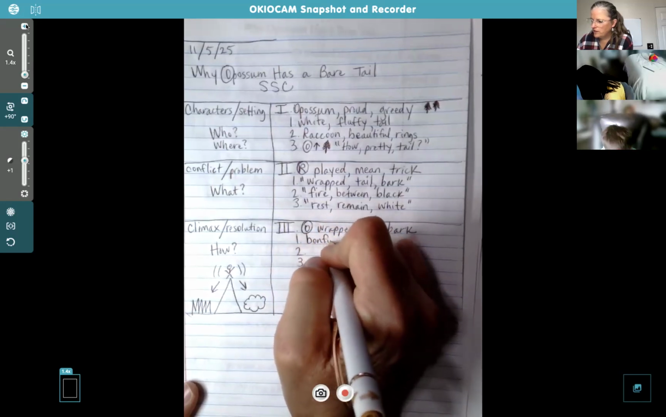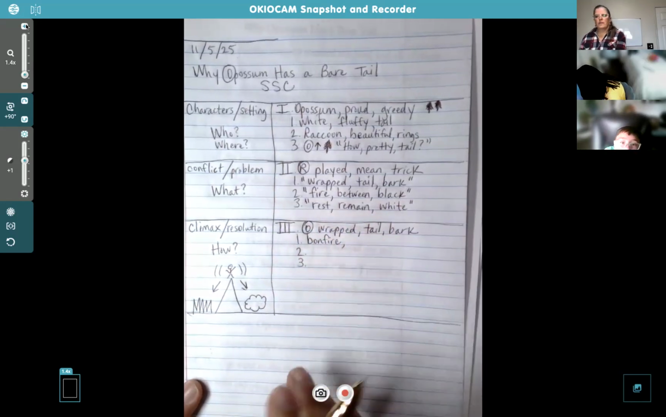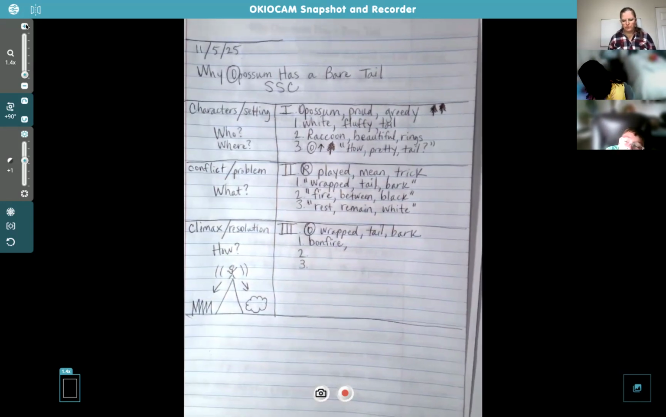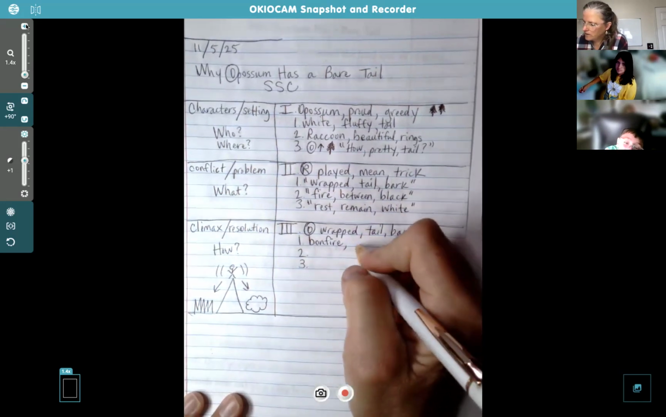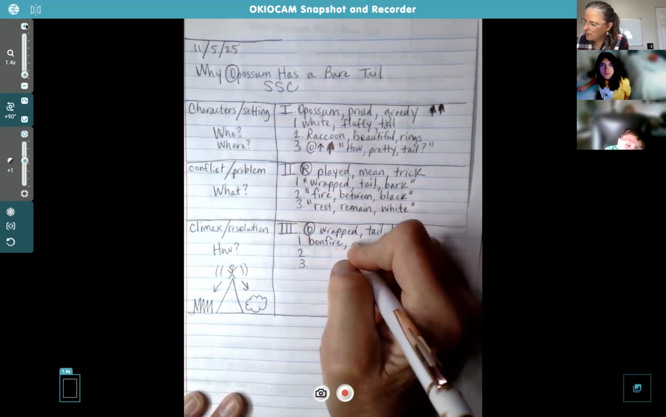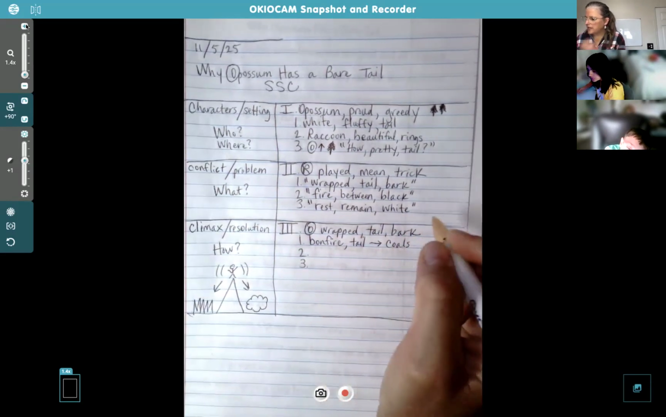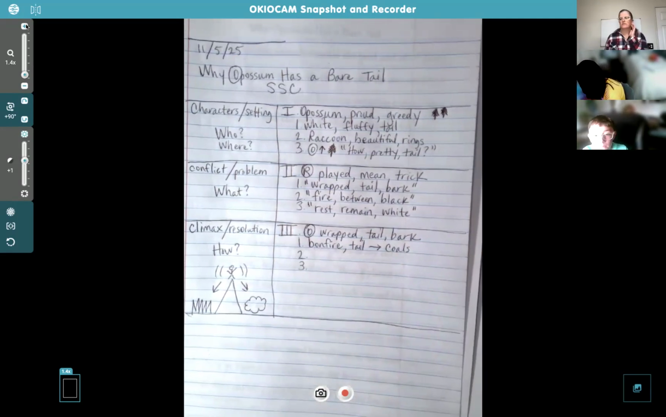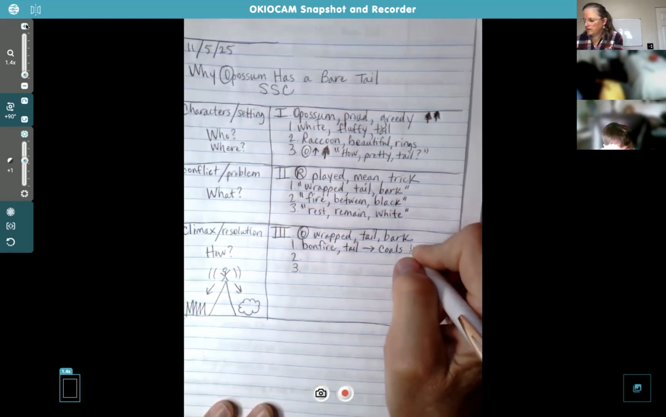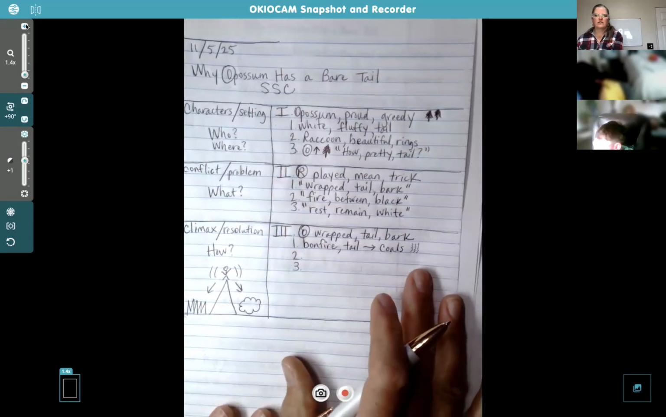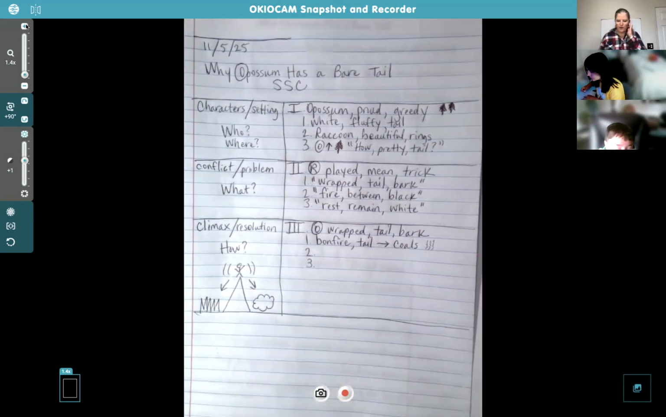I'm gonna put bonfire. Do you guys know what a bonfire is? It's a big fire, or it's like a camping fire when you're out camping. And he put his tail in the hot coals, right? So I'm gonna put tail and maybe an arrow, coals, because he put his tail in the hot coals. And maybe I'll put something that looks like hot next to it. That's exactly what I did. Oh, cool.